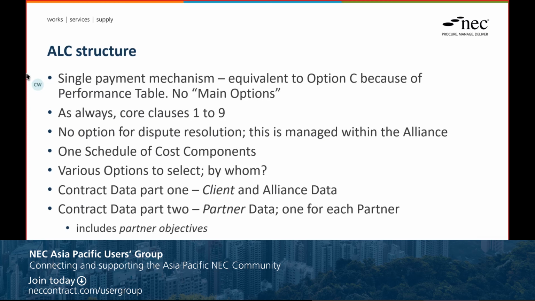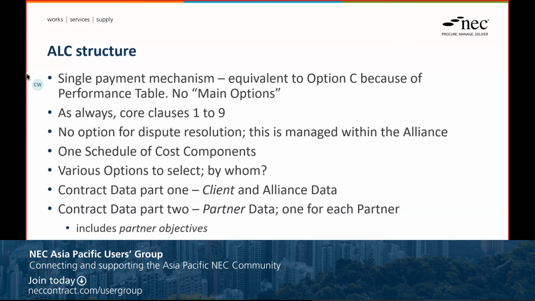So we'll move on a little bit and talk about contract strategy and things to think about in terms of creating your alliance contract. As with other NEC contracts, there is a core set of clauses, clauses 1 to 9, that are used every time. There is no main option clause, but there are a number of secondary option clauses that are used in terms of options around how you want to create your contract strategy.